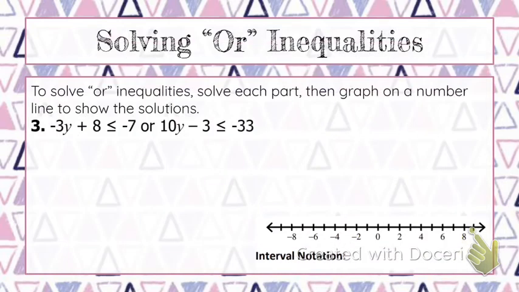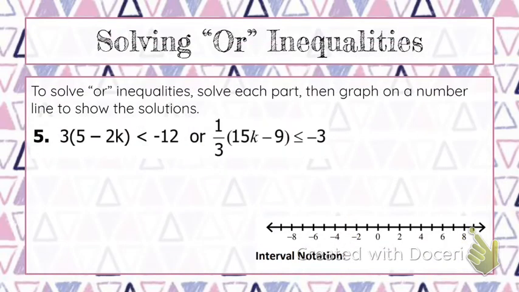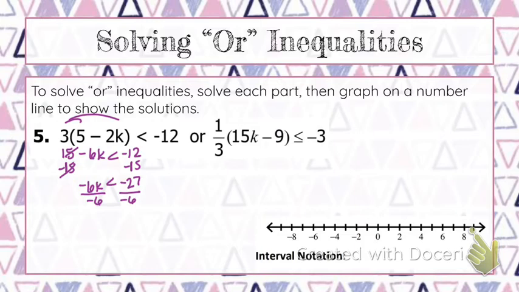Let's look at one more or inequality. So we're going to distribute, and we'll get 15 minus 6k is less than negative 12. Subtract 15 from both sides, and we get negative 6k is less than negative 27. Let me make sure I did that math right. Yes. Then we're going to divide both sides by negative 6. And that's going to give us k is greater than, because we had to flip our symbol because we divided by a negative, positive 4.5.